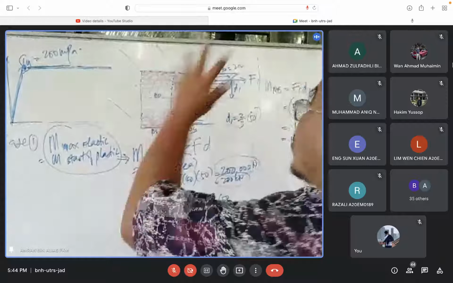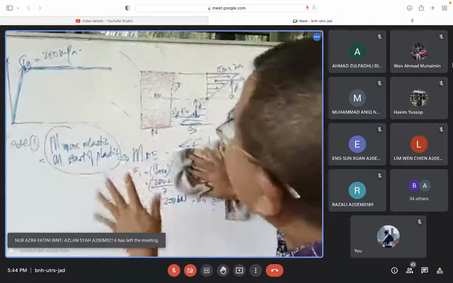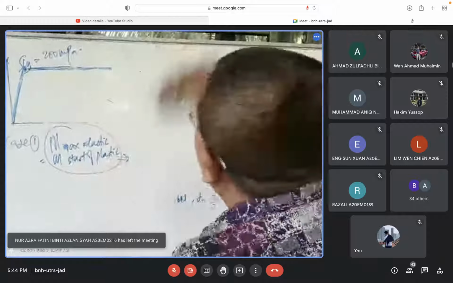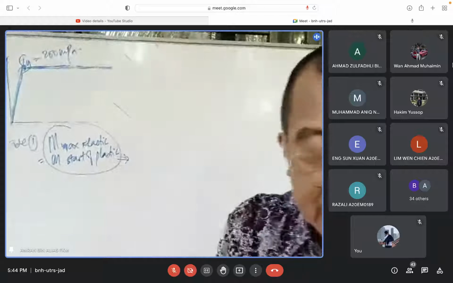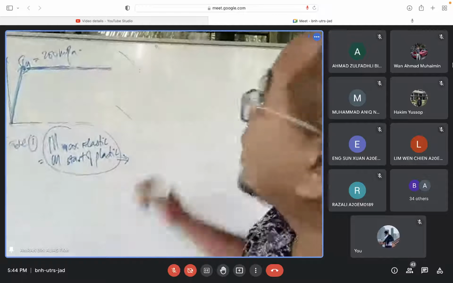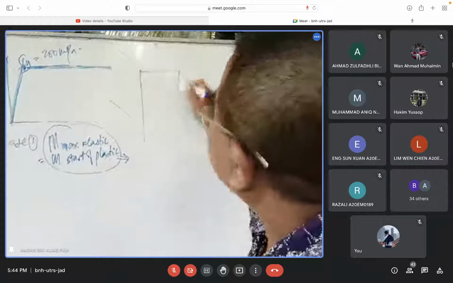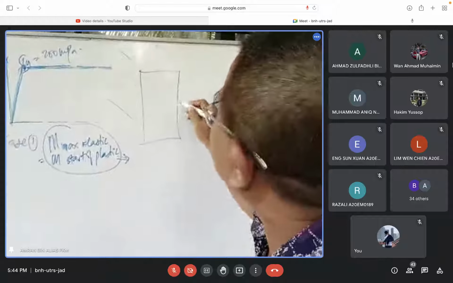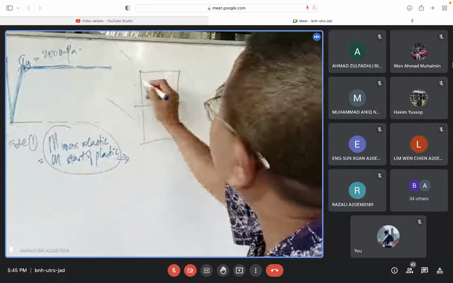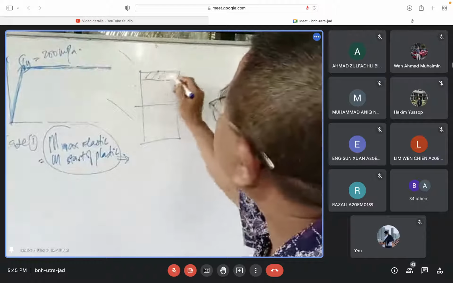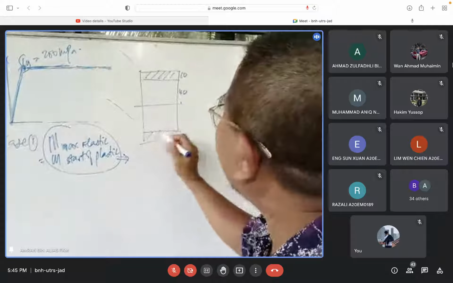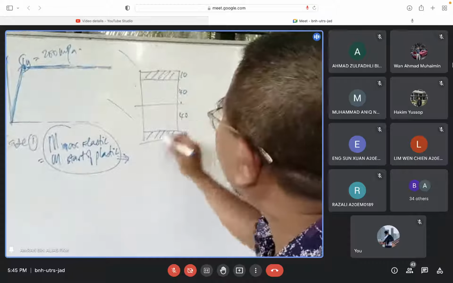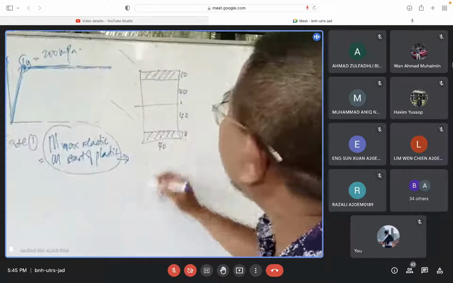So we just draw. How much plastic do you want? Let's say this is 40, this is 50. I want it to be 10 mm plastic. So that means 40 there, 10 mm plastic, 10 there, 40 there. So this is also 40.